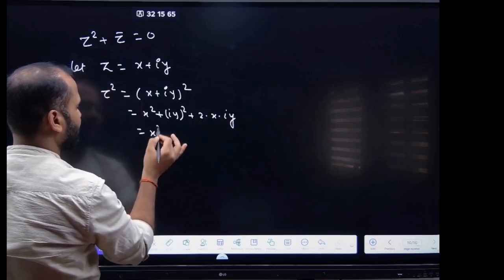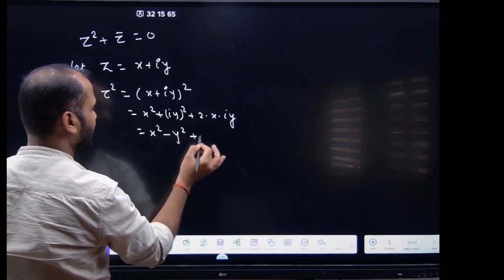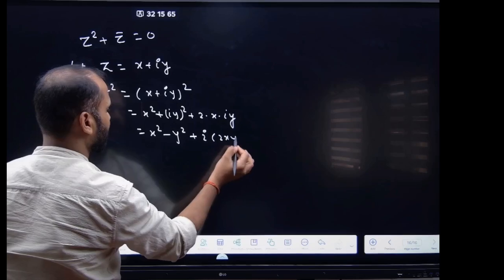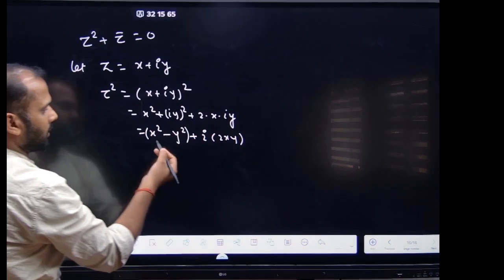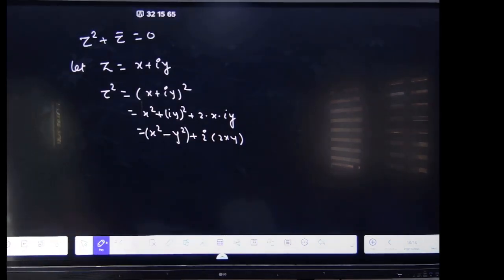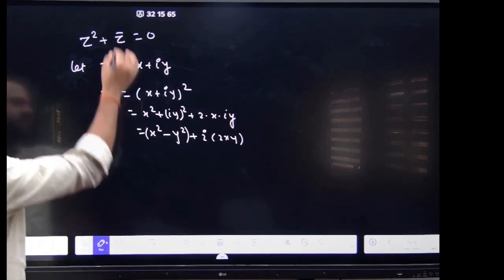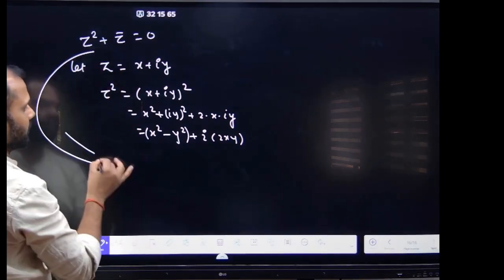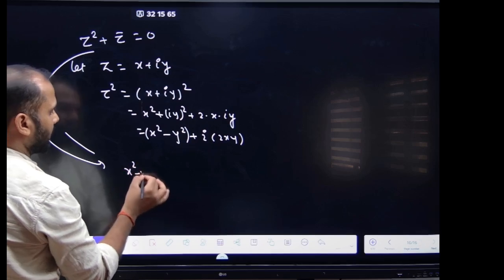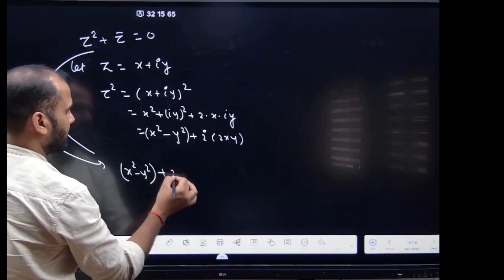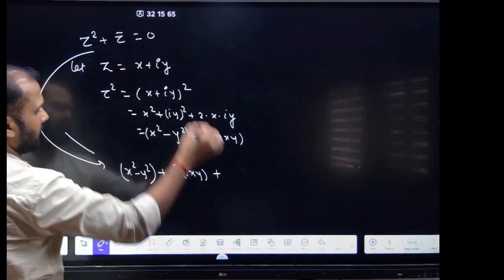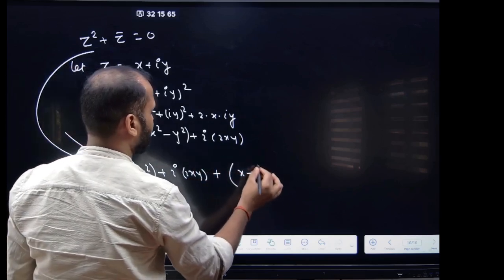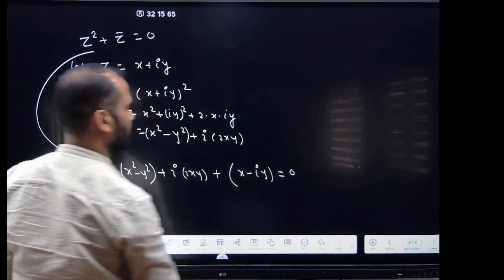So if I solve, x square, i square is minus 1. Can I write like this? 2xy. So you can remember like this: x square minus y square will be the real part of that, and plus 2 iota xy is the imaginary part. That is z square, yes, you know. Now I will be substituting all these values here. x square minus y square is the real part, plus iota 2xy is the imaginary part. This is z square, right? Plus z bar, x minus iota y is equal to 0.